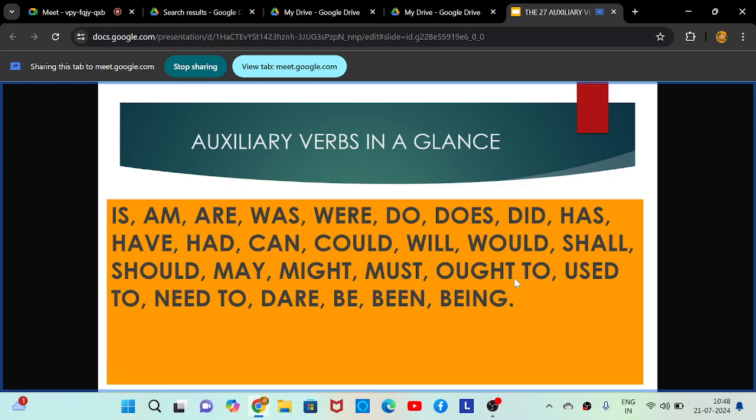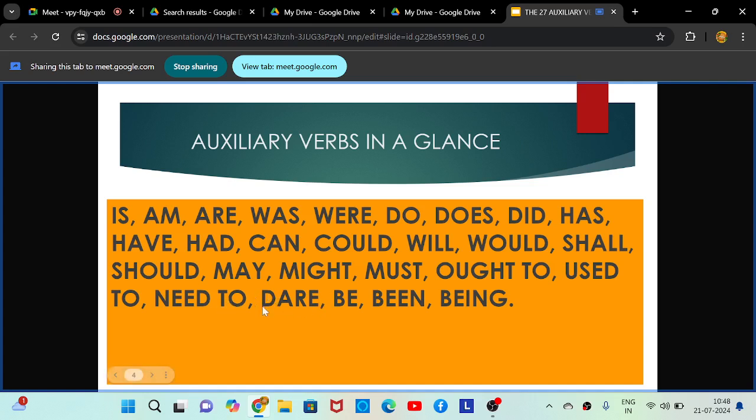Now moving to the last three: ought to, used to, need to. Ought to means you must do something. It is equal to must. Ought to means you are obliged to do something, or you are supposed to do something. In those cases you can use ought to. You ought to go to school. You ought to attend the meeting. You ought to write the exam. It means you must write the exam. Next is used to, and finally need to.